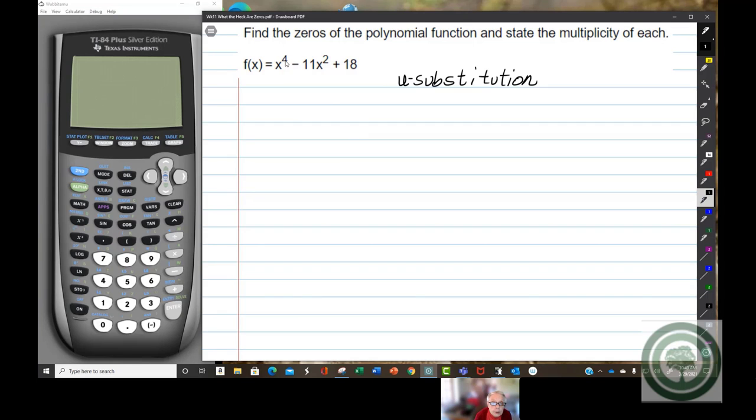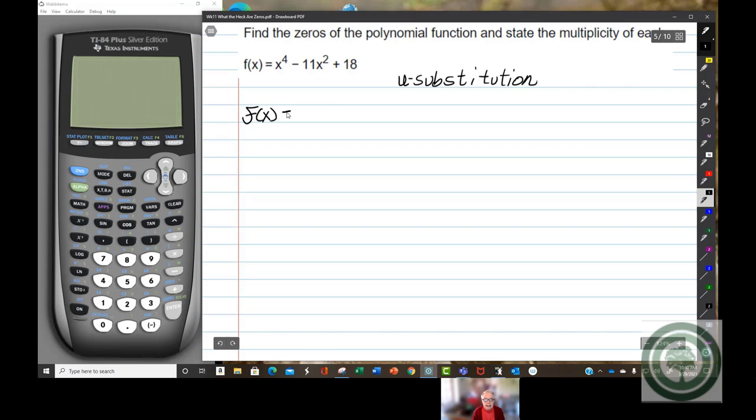Anytime the leading degree is 2 times the middle degree, and you've got a trinomial here, we would call it a quartic trinomial, highest power 4, degree 4. That means the greatest number of real zeros I can have is 4. Doesn't mean I have to have 4. All right, well, let's stop talking and do this.